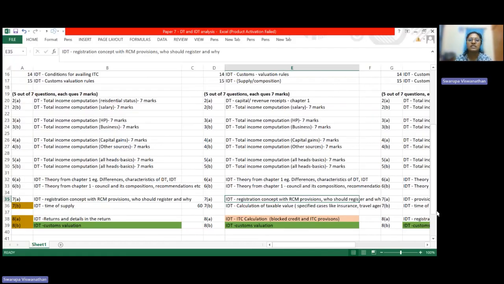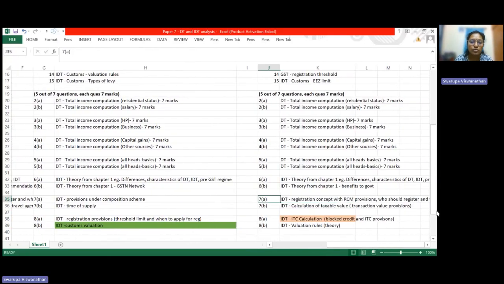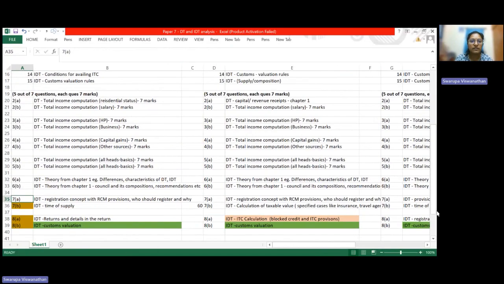Okay, which are the products covered under negative list? So from the angle of GST, who has to register, why they have to register? That is being tested under 7A. And in almost all the 4 attempts that I've analyzed, in 3 attempts, 7A has been a question with respect to registration and RCM provisions.